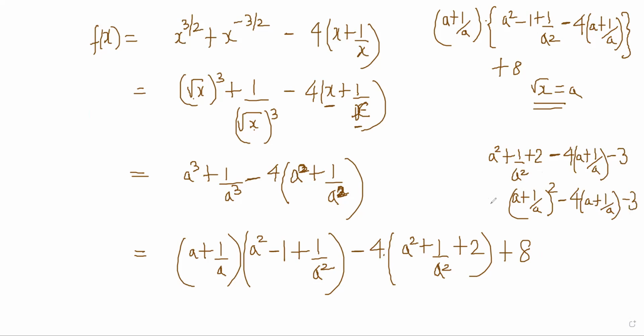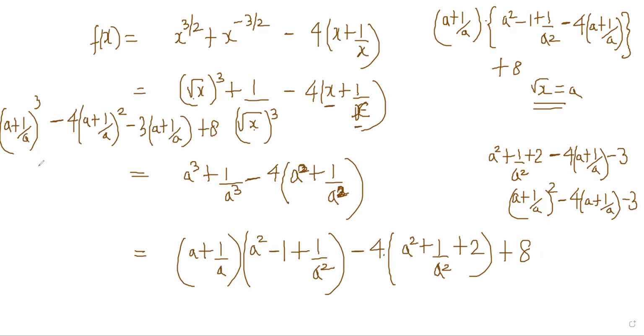Inside the bracket. So what I'm getting overall is A plus 1 by A whole cube minus 4 times A plus 1 by A whole square minus 3 times A plus 1 by A, and plus 8, right? Now at least I know what A plus 1 by A can be.